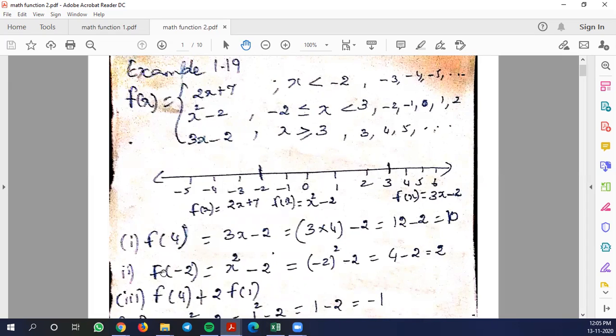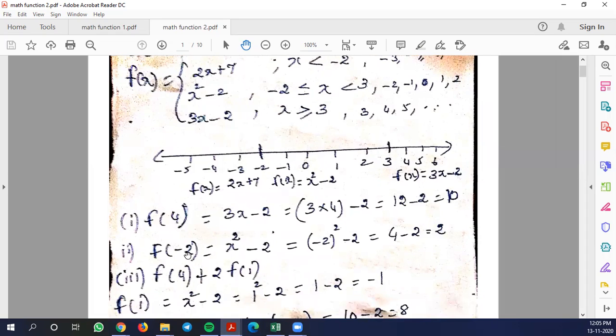And the next one, f of minus 2. Where will minus 2 lie? Here only. So you have to take x square minus 2. In the place of x, you have to substitute the value minus 2. So minus 2 the whole square minus 2. Minus 2 into minus 2, minus into minus is plus, 2 2s are 4, 4 minus 2 is 2.